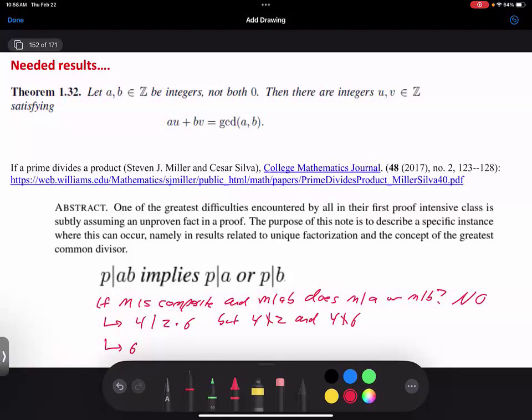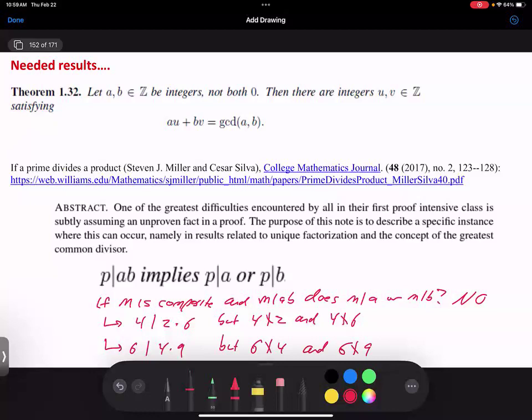What if I gave you 6? Here's a fun way of doing it. 4 times 9. I mean, there's lots of examples you can do. But 6 does not divide 4, and 6 does not divide 9. So again, it's the thought process, how do I come up with these counterexamples?